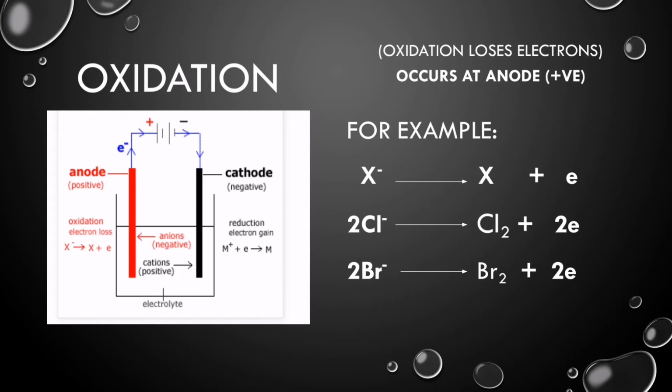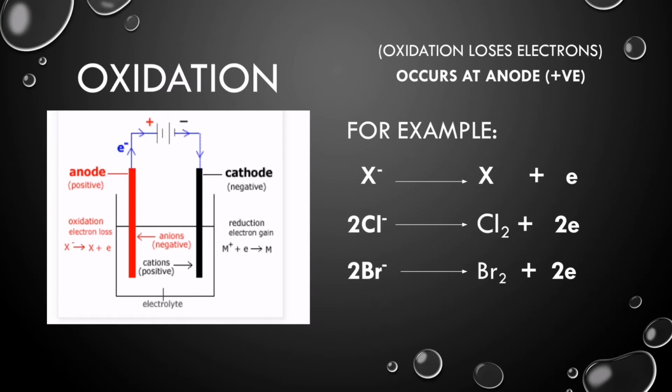In this slide, I am going to explain about the oxidation reaction. Oxidation occurs at the positive electrode, which is called anode. Now, remember, oxidation is a process where it loses electrons. For example, based on the picture, X is a negatively charged ion. When it is oxidized, it forms X atom and it loses one electron.